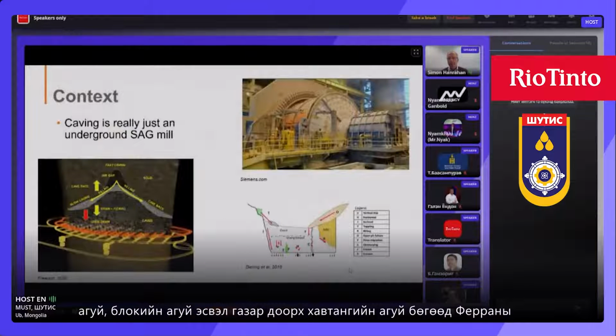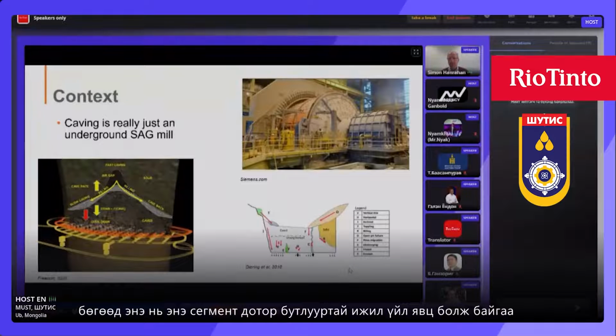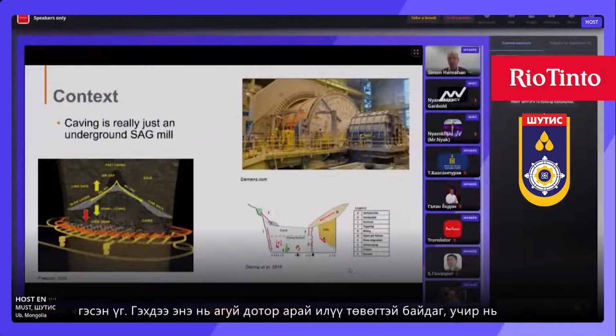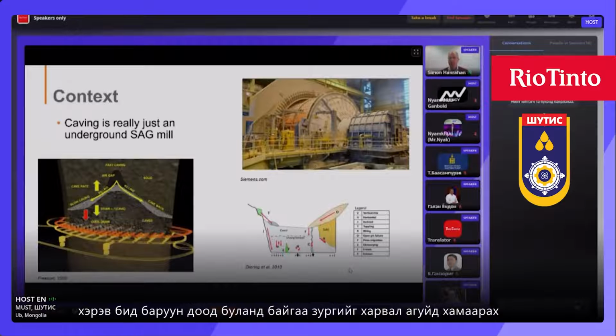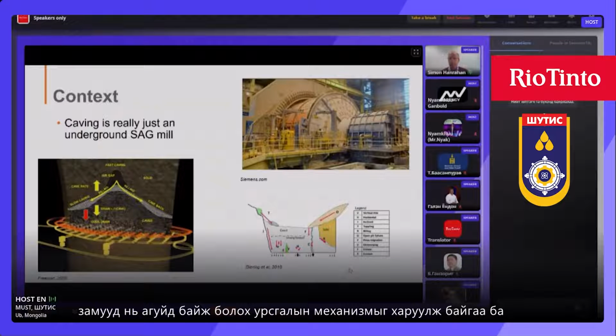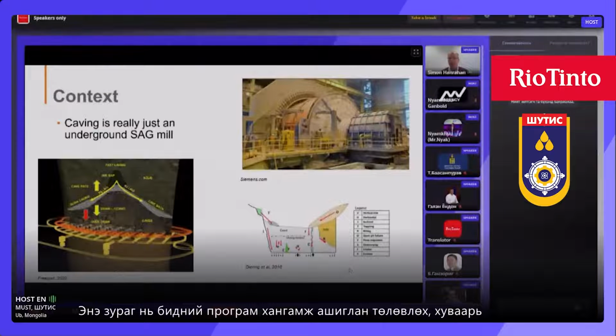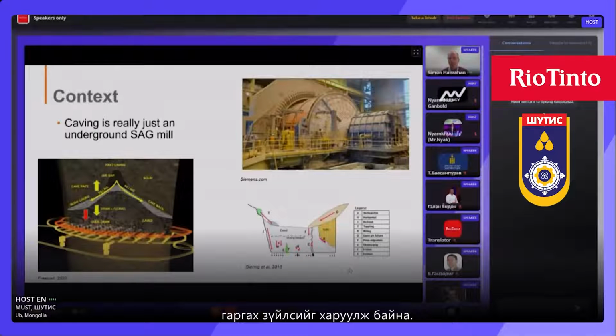Just for context, when we talk about a caving method, if we look at the bottom left-hand figure here, we can see a typical section through a cave. You've got your bottom extraction level at the bottom, you've got broken caved ore moving upwards, and then you've got the solid rock, which progresses all the way up to surface. And what you see in here is the mechanisms that are working within a normal cave.